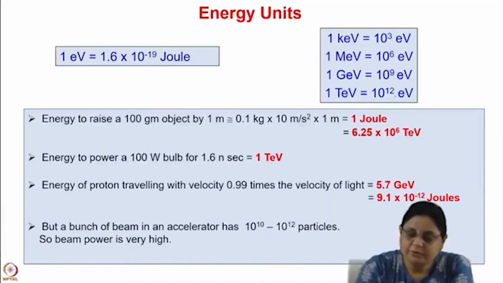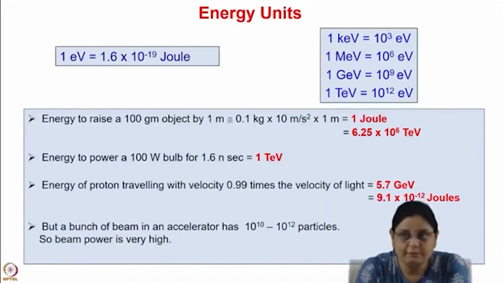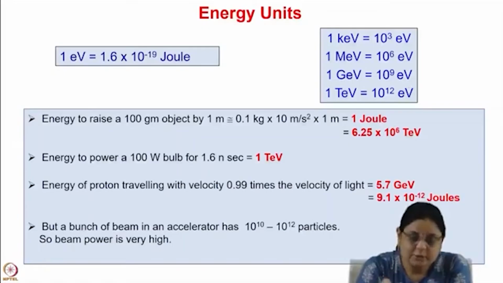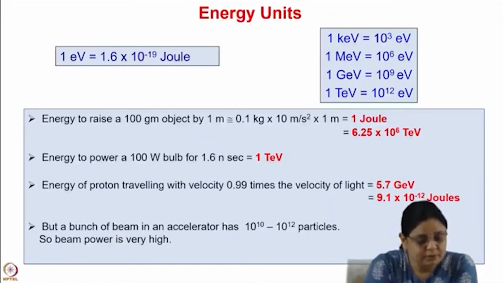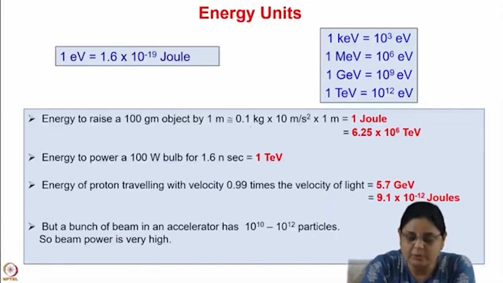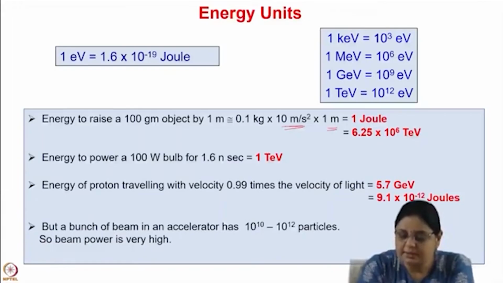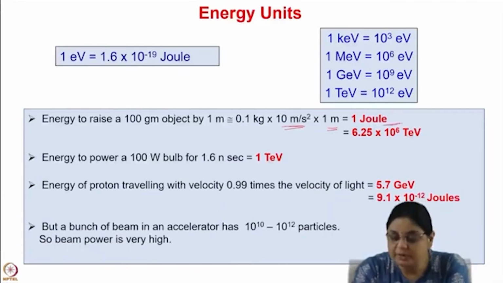So why do we talk in terms of electron volt? Why not joule? Because in our daily life we use joule. Just to give you an idea about the numbers, let's see the energy to raise a 100-gram object by 1 meter. If you calculate, this comes out to be 0.1 kilogram into the acceleration due to gravity, let me take it as 10 meters per second square, multiplied by the distance 1 meter. So this comes out to be 1 joule.